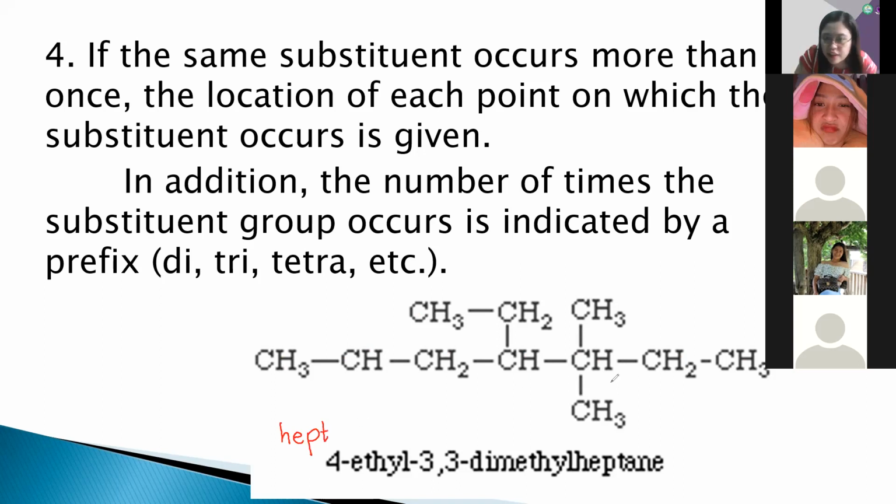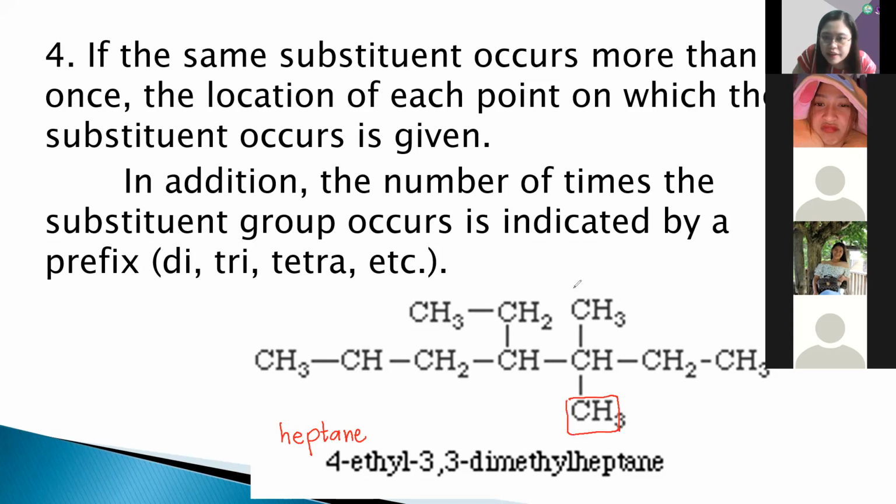Heptane, and if we look, they are all single bonds. So it will end... So heptane, single, the straight chain. Now what is not included here is this one.